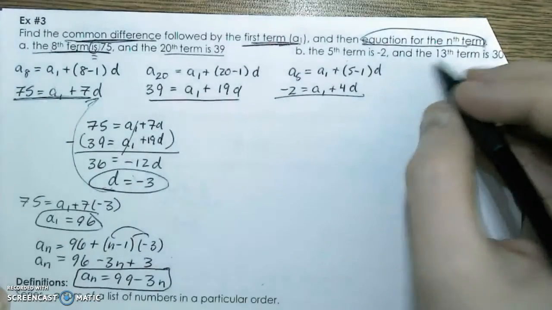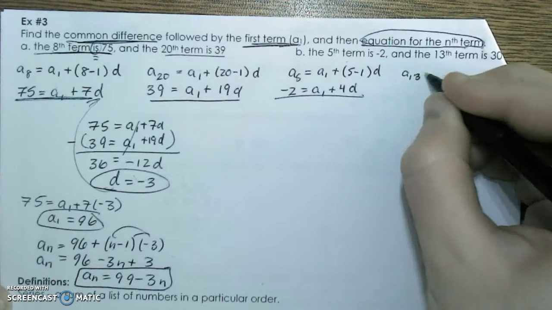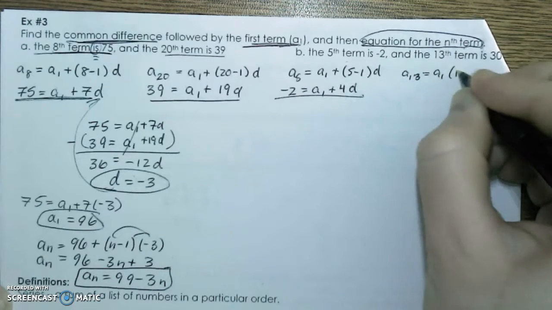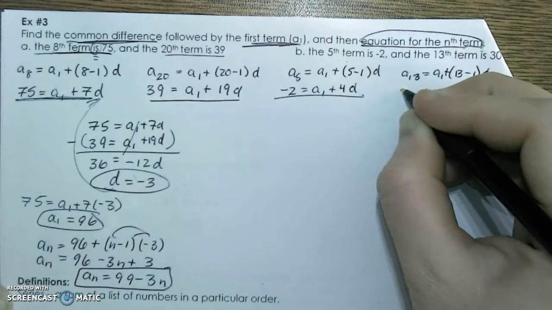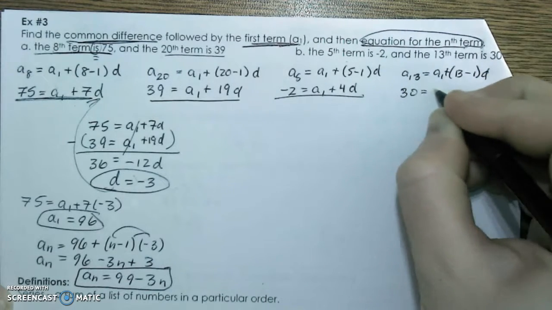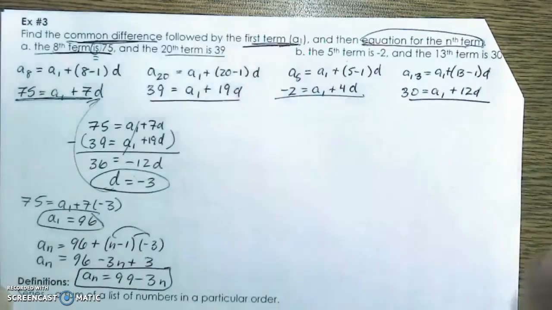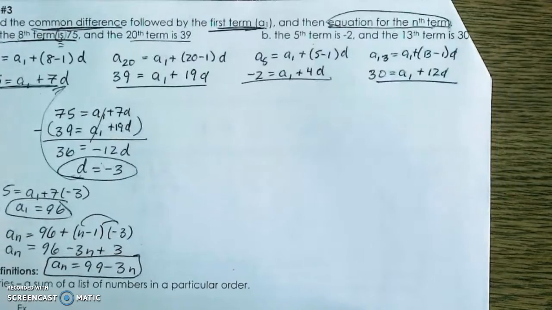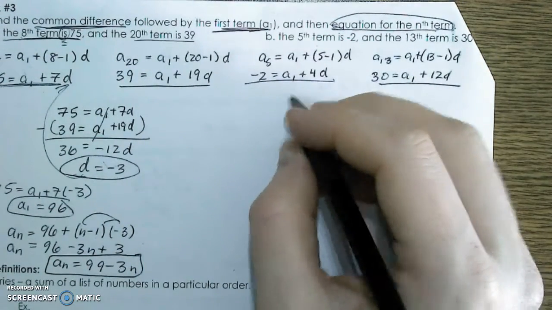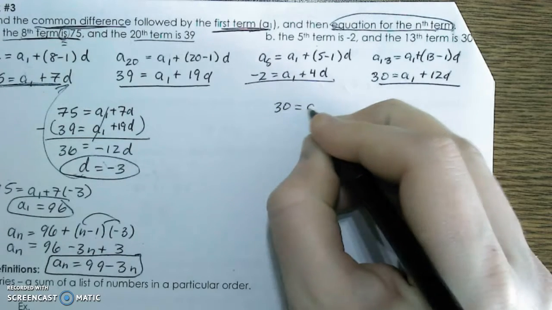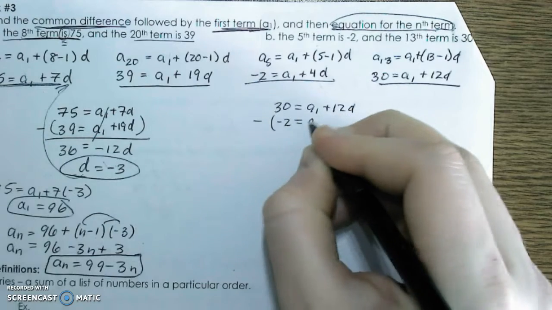They say the 13th term is 30. So a sub 13 is a1 plus 13 minus 1 times d. And it says it's the 30th term, so we fill in 30, and 13 minus 1 is 12. Now we're going to use the elimination method, systems of equations, to put those two equations together. So let's put 30 on top and subtract the -2 equation.